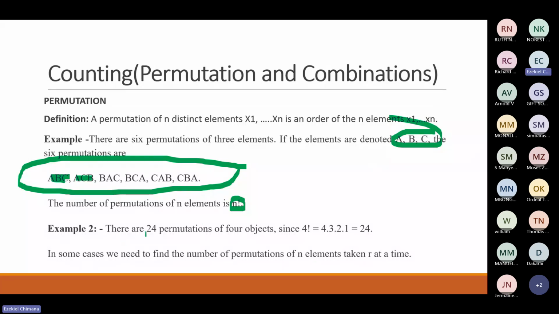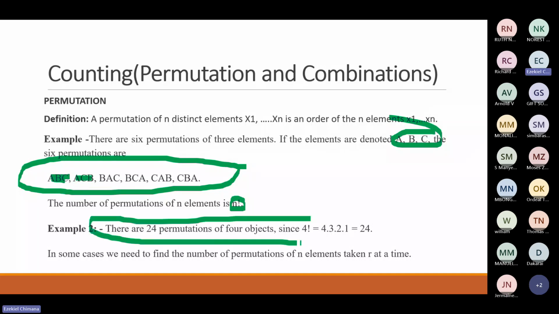So there are 24. This one is an example which is not coming from this example. It's different. You may be given 4 elements and asked to find the total number of permutations from those elements. The result is 24. Why? Because you just find the factorial of 4. 4 factorial is the multiplication of 4 by 3, by 2, by 1. That's how you find the factorial of a number.